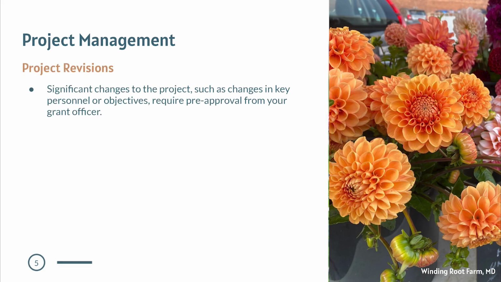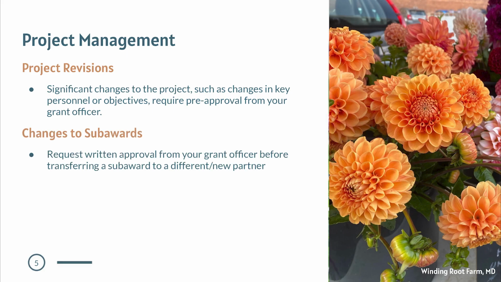Project revisions. If you need to make significant changes to your project, like modifying an objective or changing a deliverable, you'll likely need prior approval from the USDA. Even if these changes don't affect your budget, it's still important to get written approval first. Changes to subawards. If you need to shift a subaward from one partner to another, you'll need to get prior approval from your grant officer before moving forward.